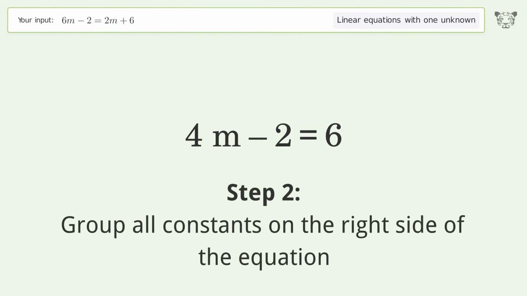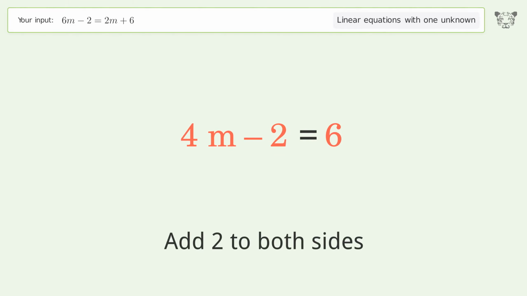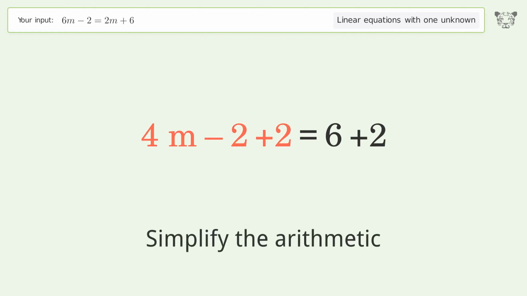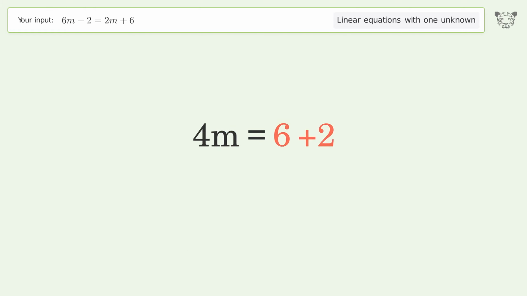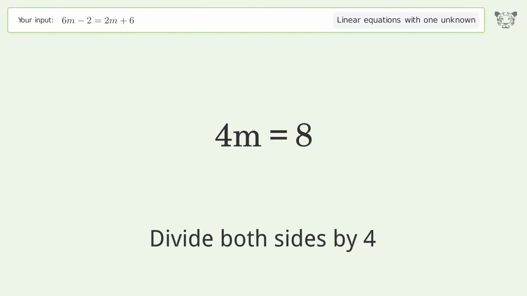Group all constants on the right side of the equation. Add 2 to both sides. Simplify the arithmetic. Isolate the m. Divide both sides by 4.